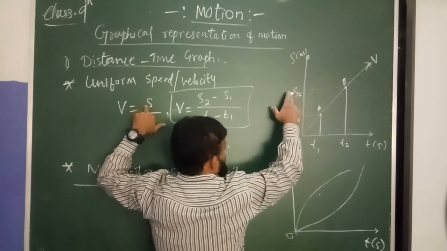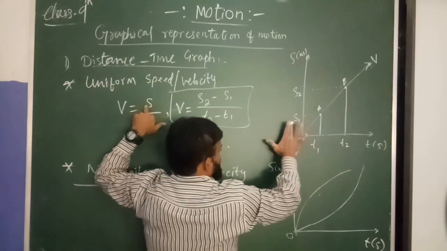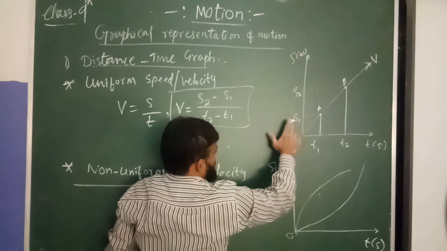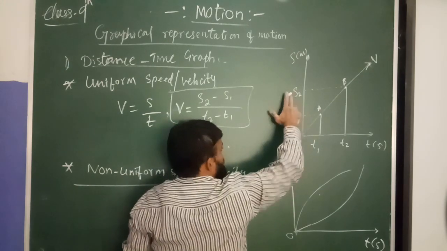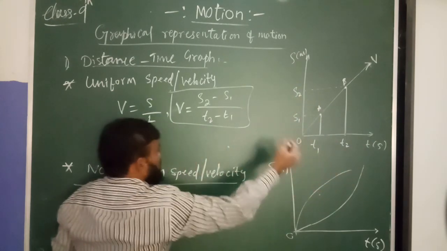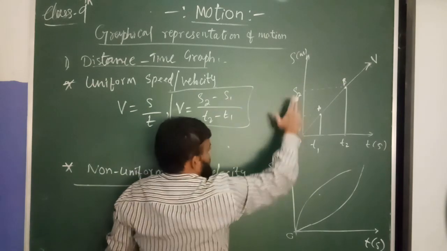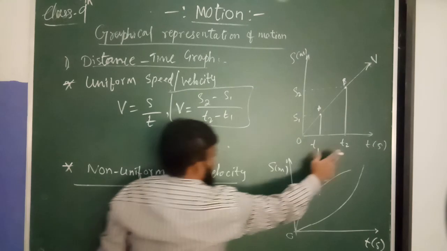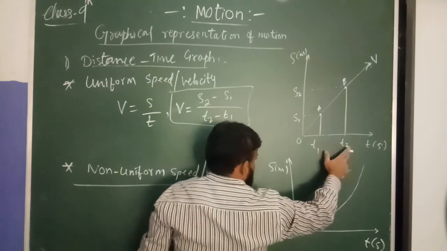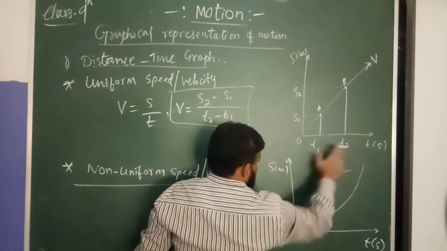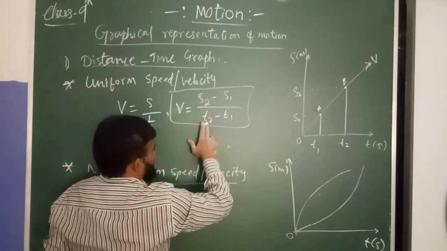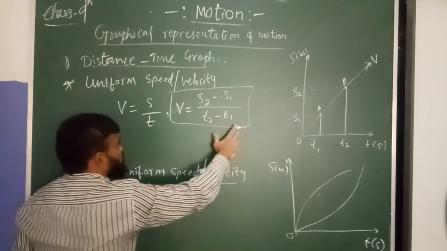Distance is s2 minus s1. Full length is full length minus second length. V2 minus initial point. This is initial speed, final velocity. How to take V2 minus V1, right? V2 minus U divided by time. This is final velocity divided by final time minus initial time. So S2 minus S1 divided by T2 minus T1. This is the velocity we are finding.